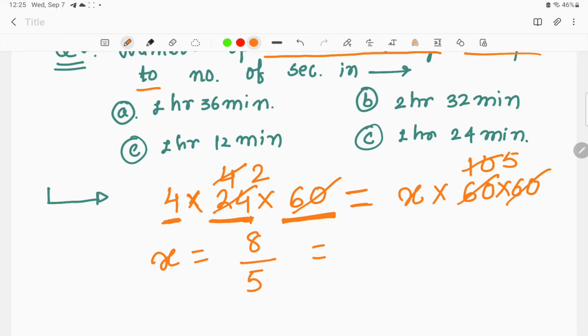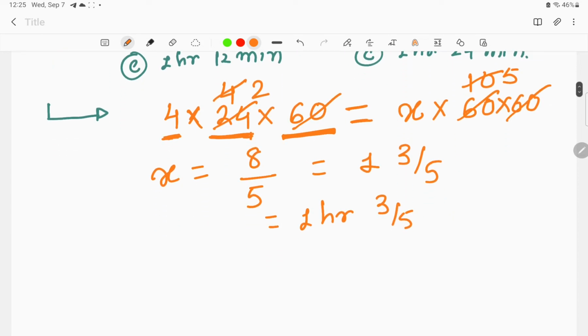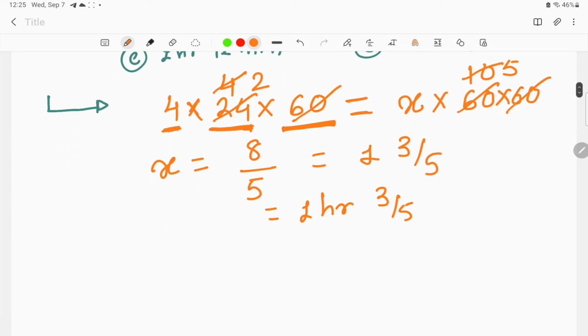How can we write 8 by 5? We can write it as 1 3 by 5, right? 5 1s are 5, plus 3, it means 8 divided by 5. So we can write it as 1 hour and 3 by 5 of an hour. Now how do we convert the hour into minutes? We have to multiply it by 60, right? So we multiply it by 60. So basically 1 hour 36 minutes is the right answer to the question.